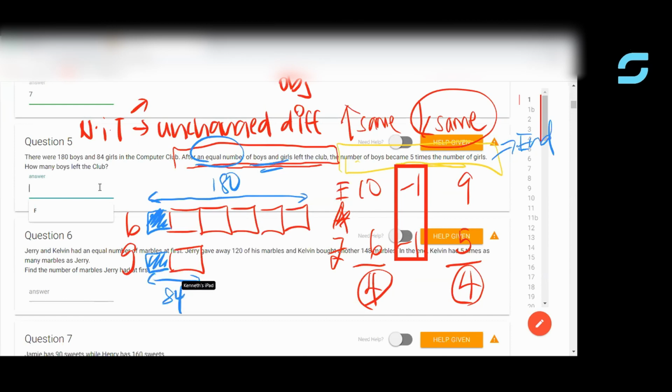So if you look at the model, right? If you take 180 minus 84, you get the difference here, which is 96. Correct. So if you cover, get rid of the left side, right? Can you see that the difference is also 96? So the difference at first is 96. After the boys and girls left, the difference is still 96.